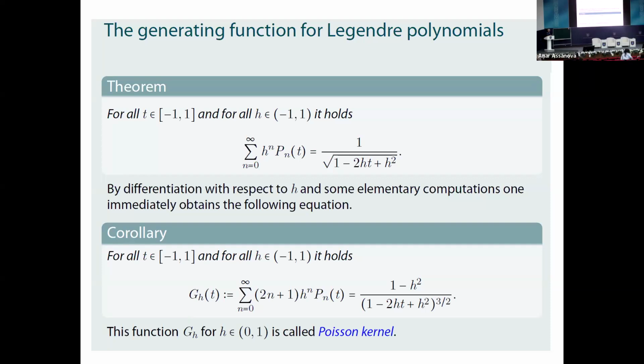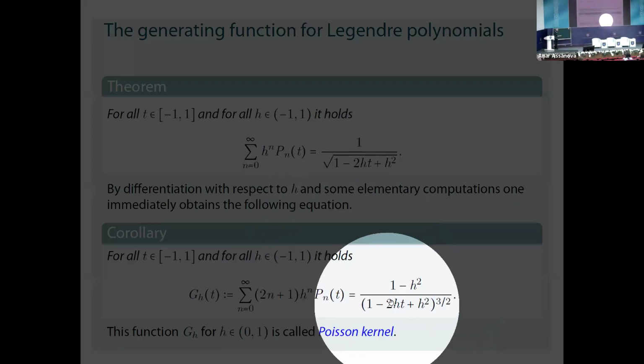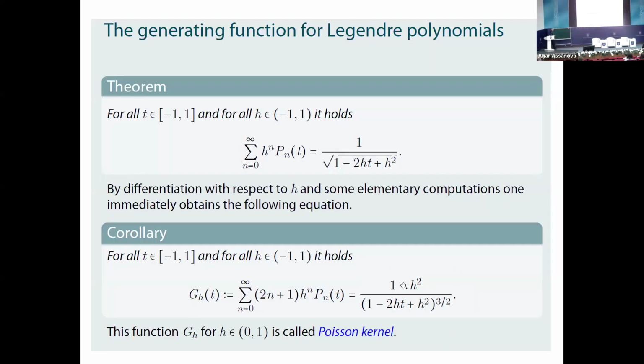If you look at this right-hand side here, you immediately see that this is very much localized at 1. Insofar, this is also a good ingredient to construct localized functions on the sphere. This Poisson kernel is very important there.